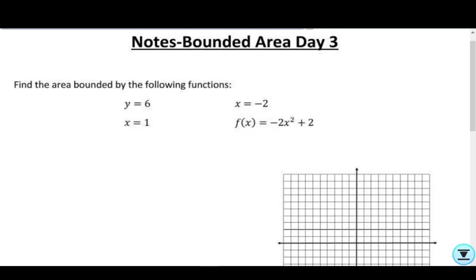Okay, so today we're talking about bounded area. The last 2 days we've been talking about area between two curves. Today we're going to be talking about bounded area, which is basically the same thing.